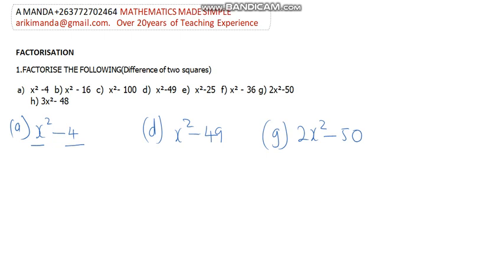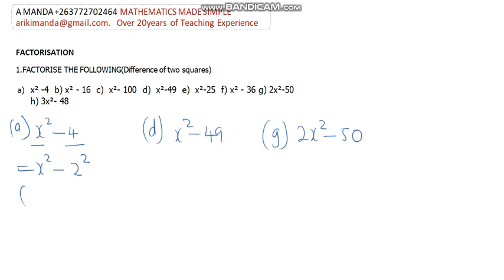So this expression can be rewritten as x squared minus. Since we said 4 is a perfect square, what is the square root of 4? The square root of 4 is 2. In other words, 2 and another 2, when they multiply, we get a 4. So 4 can be written as 2 to the power 2.